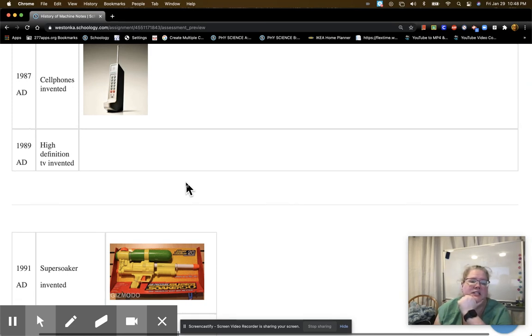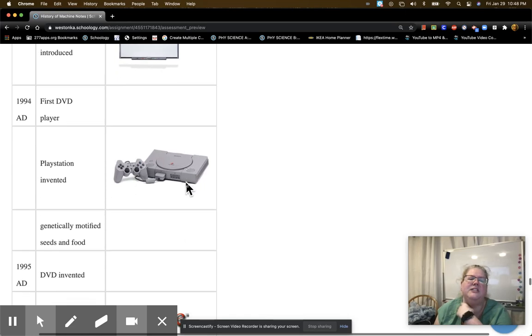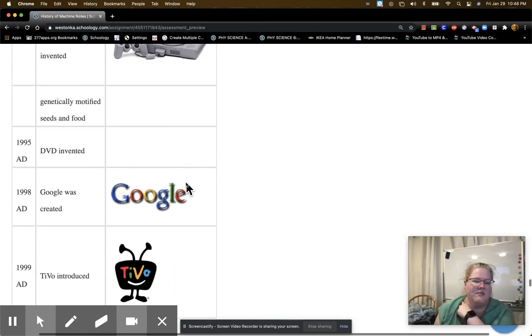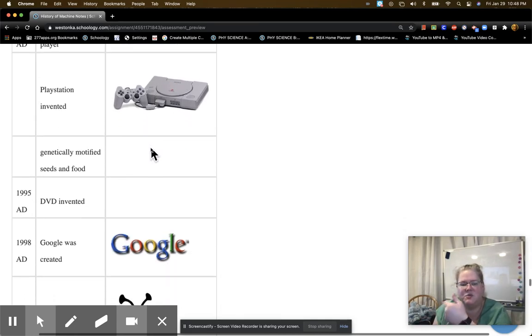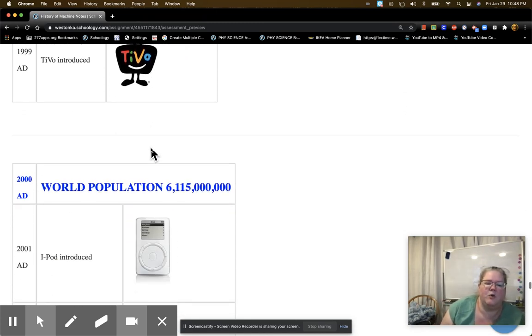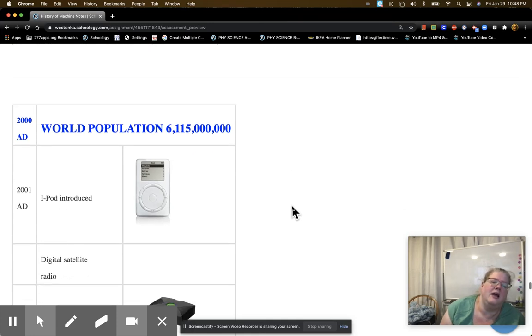High definition TV came about. The Super Soaker, the Smartboard, the first DVD player, PlayStation, genetically modified seeds. In 1995, the DVD was invented. So we had a player. A year later, we had a second one, and that wasn't invented. It was really mass marketing about the same time. Google has been around since '98. TiVo, '99. World population by 2000 was 6,115,000,000.